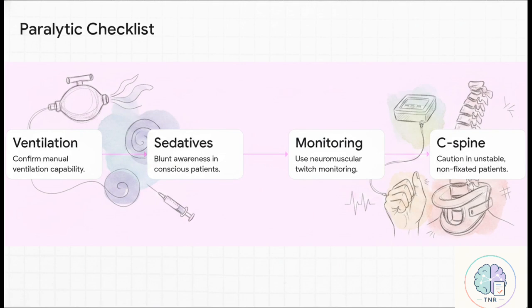To make sure everything goes safely, there's a strict point-by-point checklist you have to follow. Step 1, again, confirm manual ventilation capability. Step 2, you absolutely must administer sedatives to all conscious patients to blunt awareness. Paralytics do not affect consciousness, and being paralyzed while fully awake is terrifying. Step 3, establish neuromuscular twitch monitoring to properly guide your administration. And Step 4, ensure extreme caution in non-fixated patients who have an unstable cervical spine.